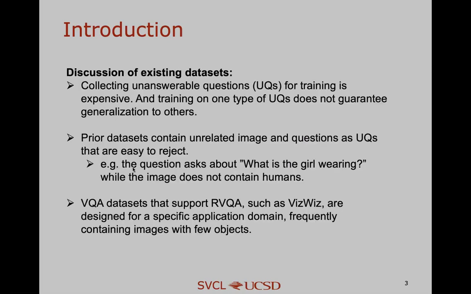There are mainly three challenges of previous datasets. First, collecting unanswerable questions for training is expensive, and training on one type of UQs does not guarantee generalization to others. Second, prior datasets contain unrelated images and questions as UQs that are easy to reject. For example, the question can ask about something that does not exist in the image. Third, VQA datasets that support RVQA, such as VisWiz, are designed for a specific application domain, frequently containing images with few objects.